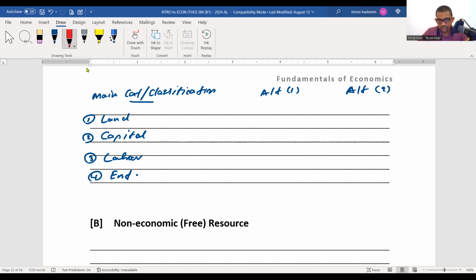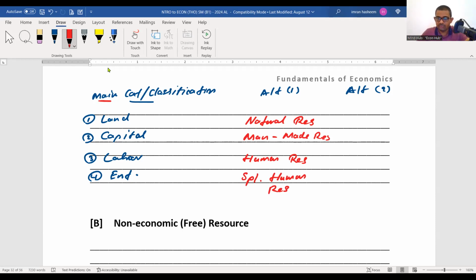Then, alternatively, you can take land as the natural resource. Then we can look at capital as the, we can say man or human is better actually, man-made resource. Labor is the human resource, and entrepreneurship is the special human resource. So that's one categorization or one method to classify. The main method is this: land, capital, labor, entrepreneurship.